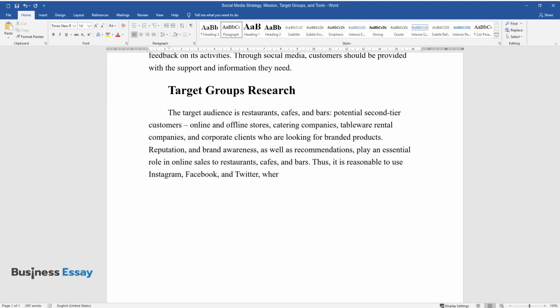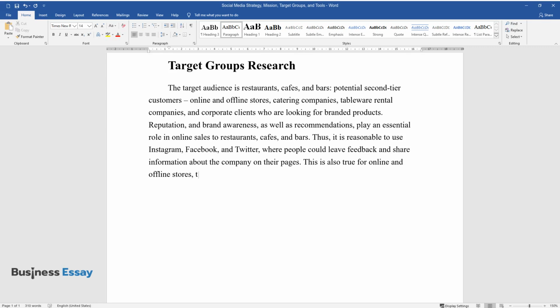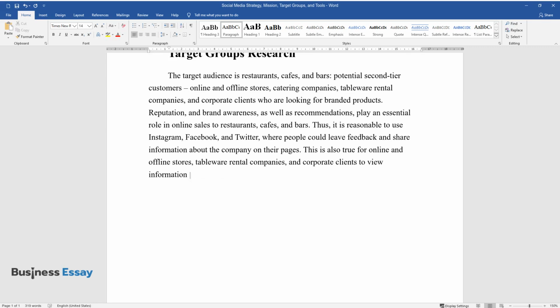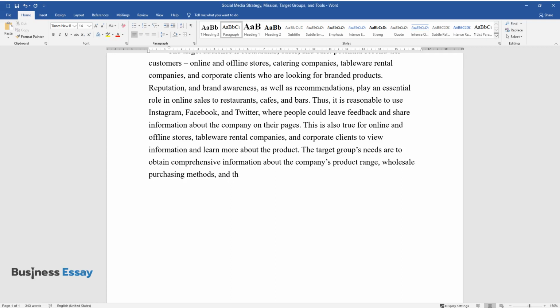Thus, it is reasonable to use Instagram, Facebook, and Twitter, where people could leave feedback and share information about the company on their pages. This is also true for online and offline stores, tableware rental companies, and corporate clients to view information and learn more about the product. The target group's needs are to obtain comprehensive information about the company's product range, wholesale purchasing methods, and the brand's reputation in the restaurant sector.